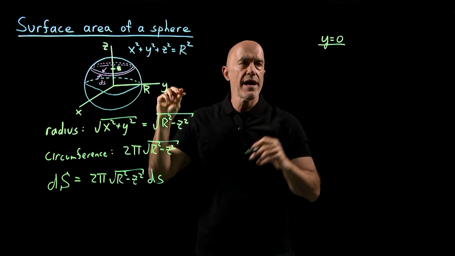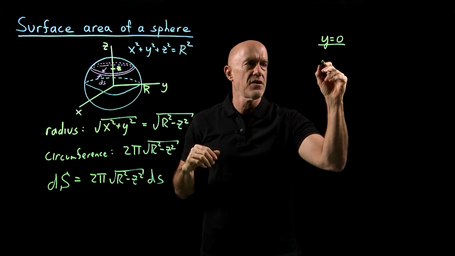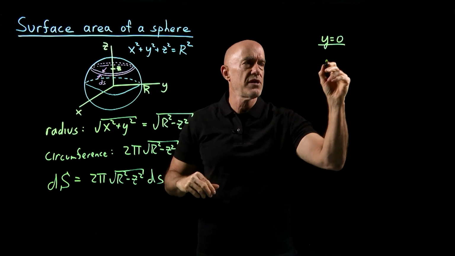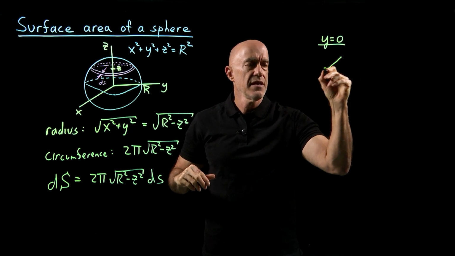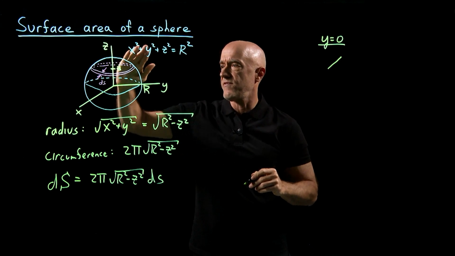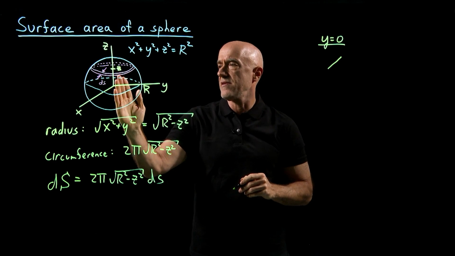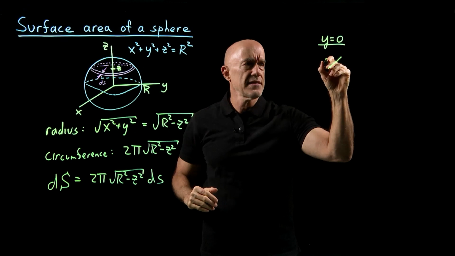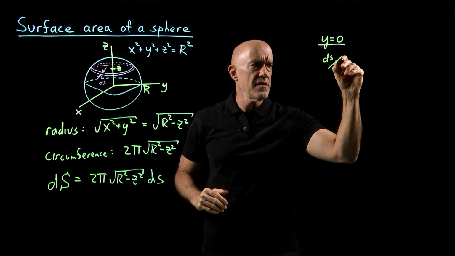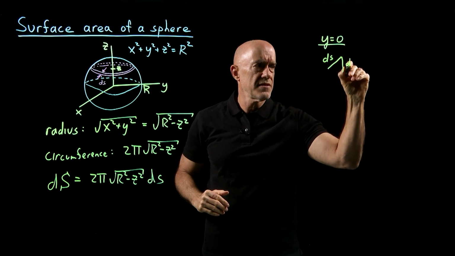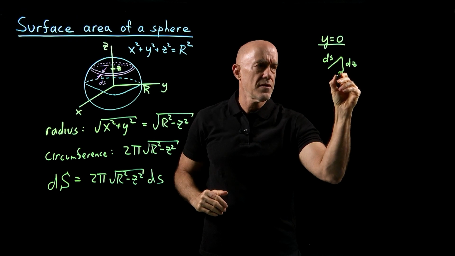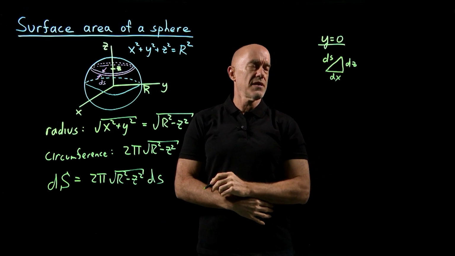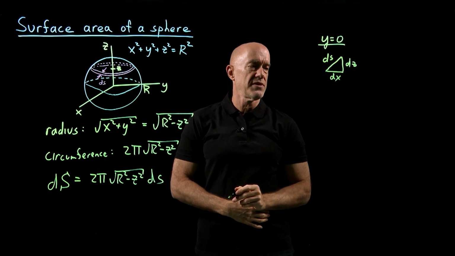So if we're at y equals 0, I can draw a triangle. So we have our ds. The difficulty in computing ds is because it's along the surface of the sphere, so it's not in the z direction exactly, it's tilted in. So this is our ds, and the dz then is this vertical, and our dx is then this horizontal, and this is at y equals 0.